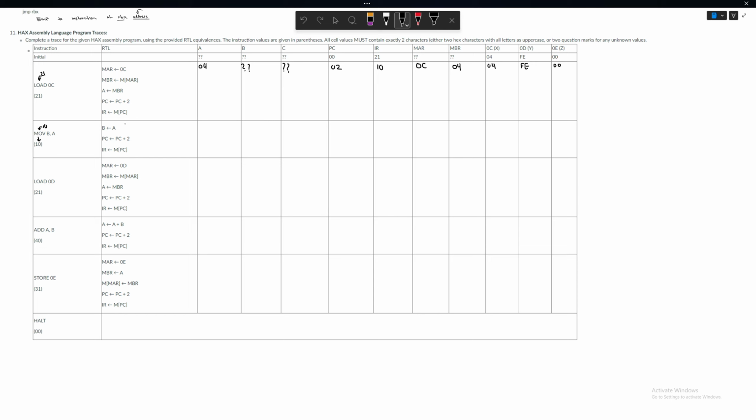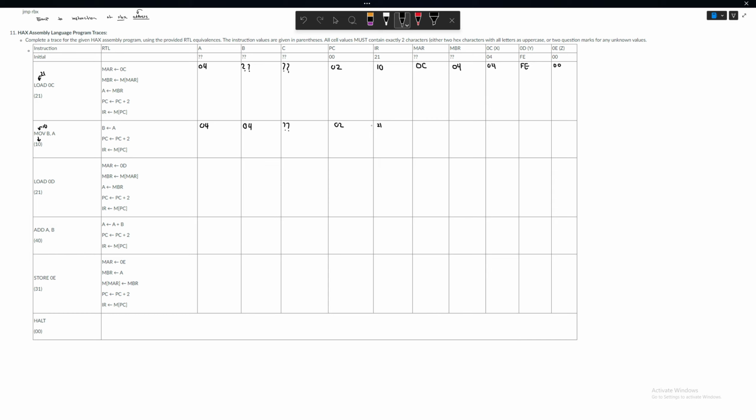And now A goes into B, and so A stays the same here. But A goes into B, and so now B holds A, right? And then PC increments, and so this I still don't know. And this becomes 0, 2. My IR now has 21, which is the next instruction.